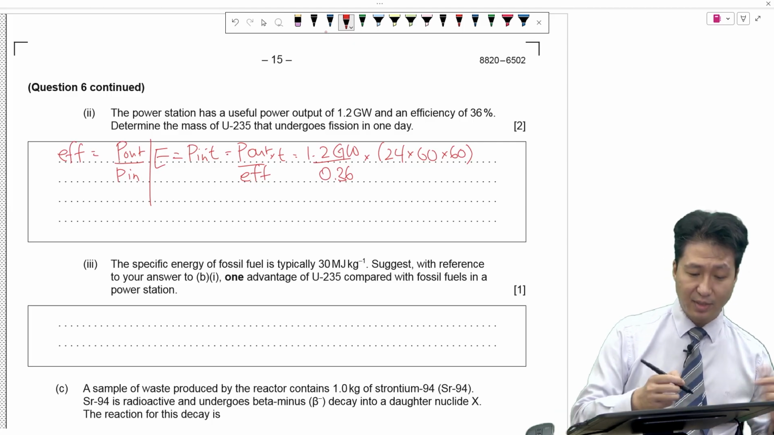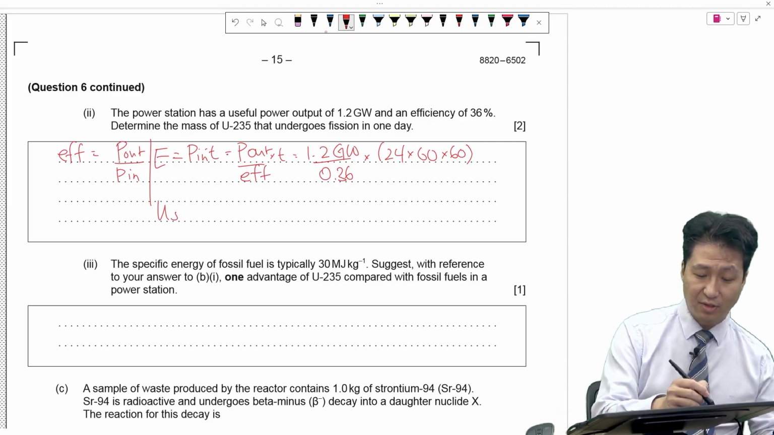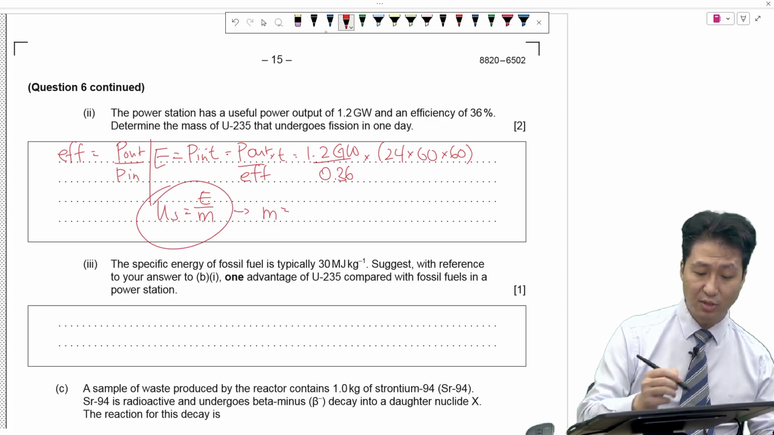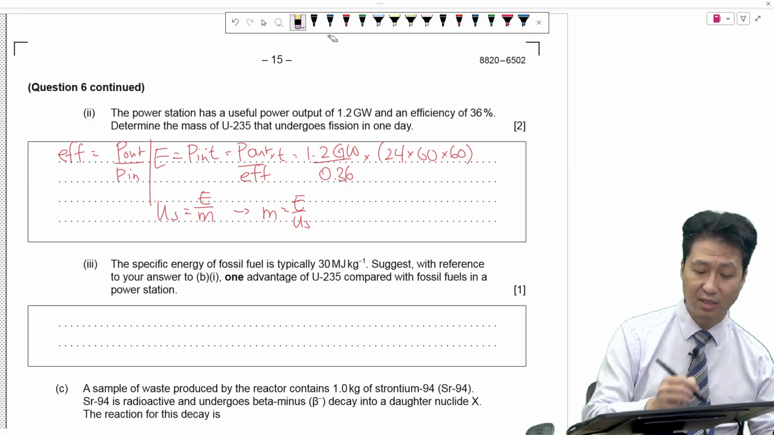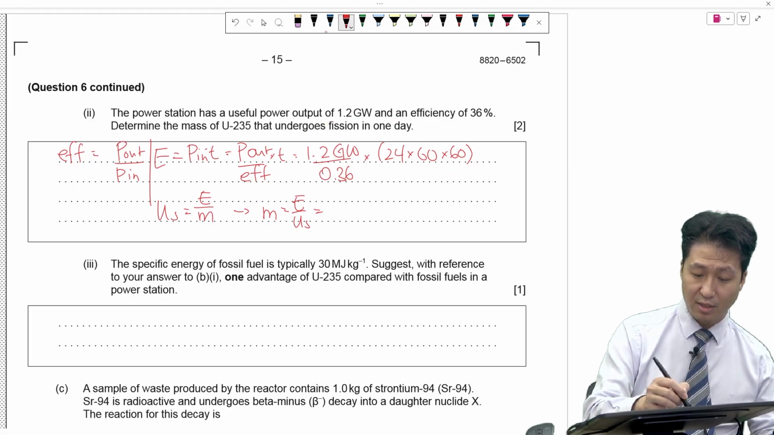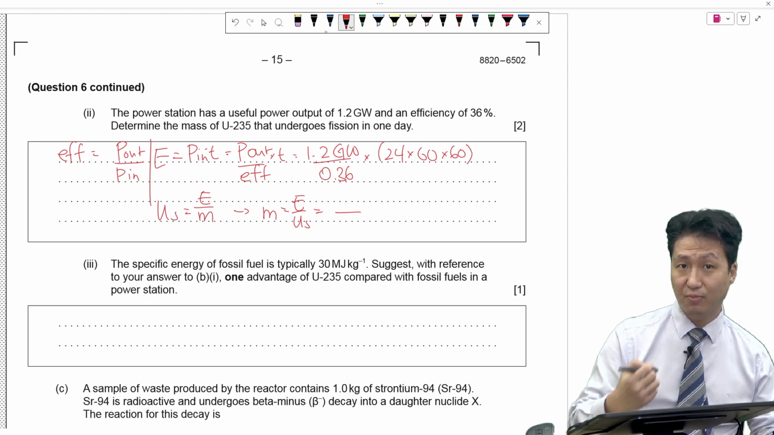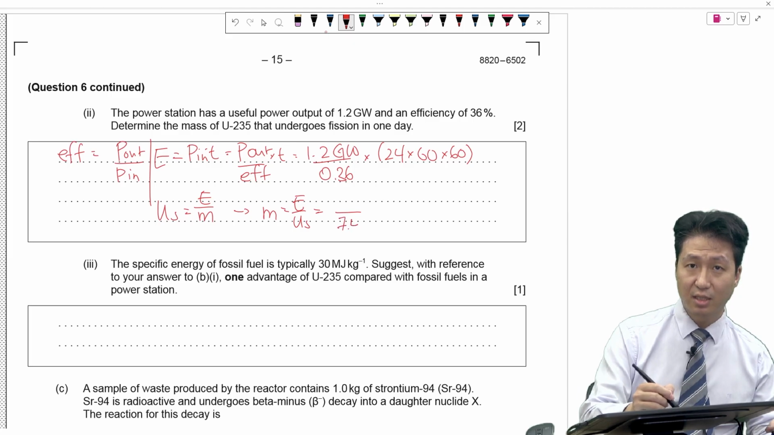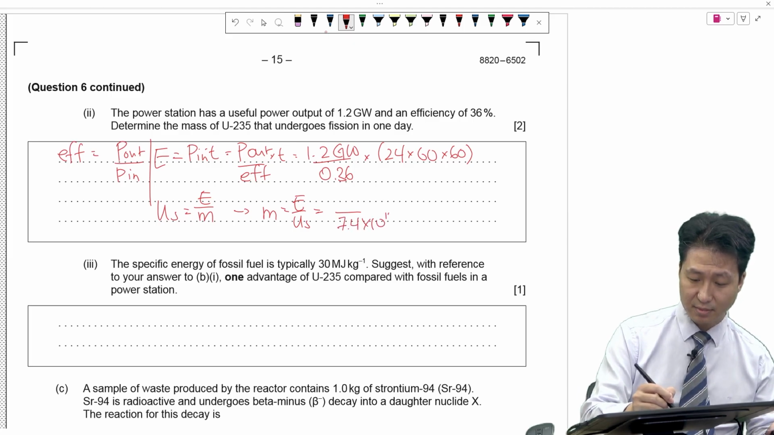In order to find the mass, let's go back to the definition of specific energy. And I'll use the letter U for specific energy. It's the energy per mass. So if you want to find the amount of mass that is used, you should reorganize this equation. It's the energy divided by the specific energy. So this value here divided by the value that we got previously, which is 7.4 times 10 to the power of 13.